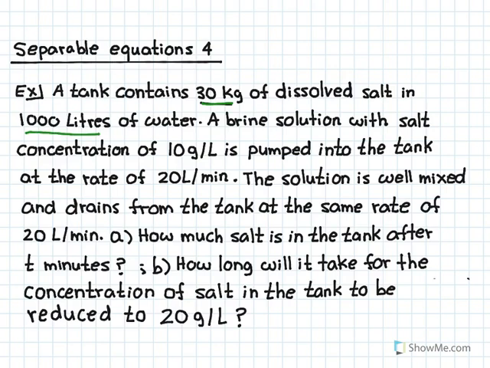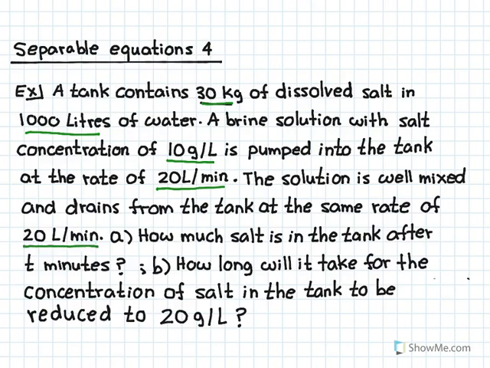A brine solution, which is basically salt water, with salt concentration of 10 grams per liter, is pumped into the tank at a rate of 20 liters per minute. The solution is well mixed and drains from the tank at the same rate of 20 liters per minute.